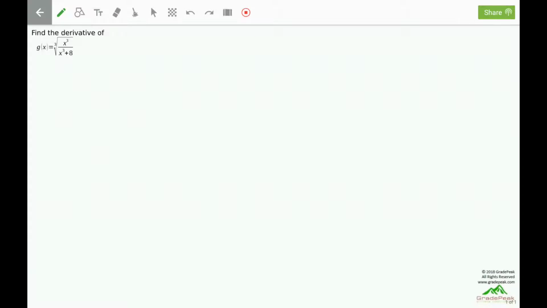Find the derivative of g of x equals the cubed root of x cubed divided by x cubed plus 8. So g of x here is the cubed root of an entire expression, which itself is a quotient of x cubed over x cubed plus 8, which gives us a hint of how to take the derivative. We have that overall cubed root, which I'm going to rewrite as a fractional exponent. I will leave the inside alone, and it's to the first power third root, so 1/3 power.